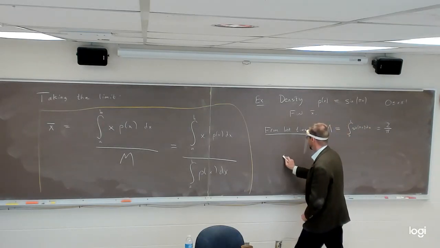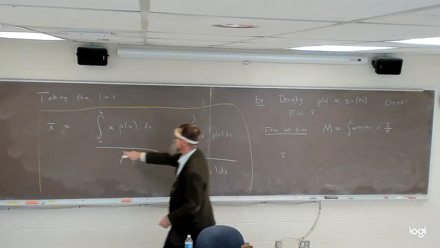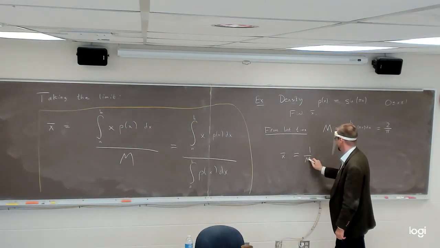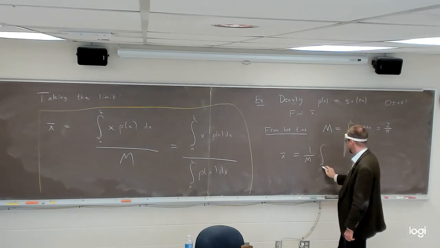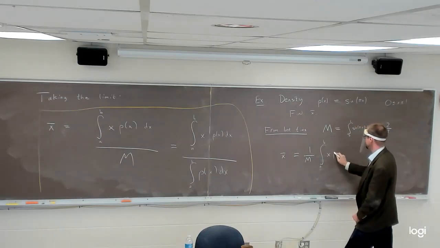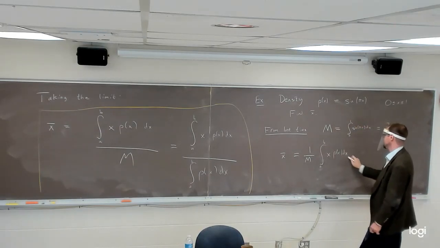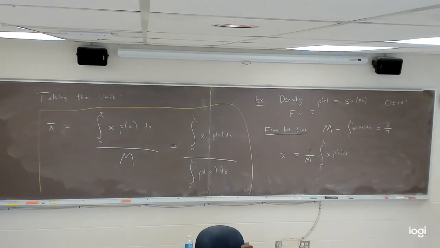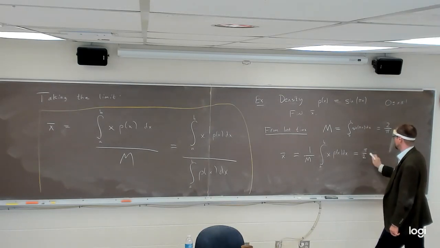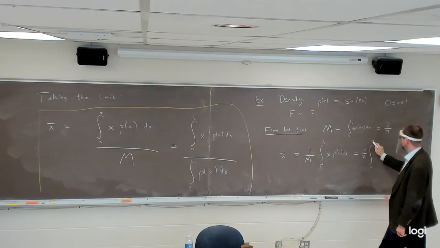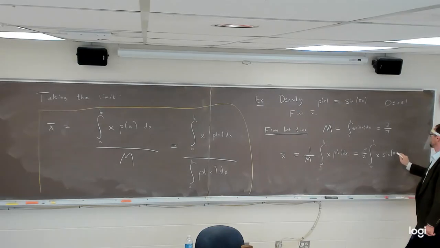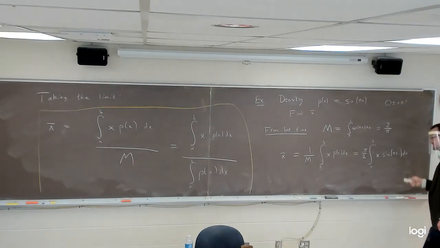So x bar, I'm going to pull this 1 over m out front of the integral. X bar is 1 over m integral from a to b of x rho of x dx. That's my center of mass formula. So 1 over m is going to be pi over 2. And then I'm going to integrate from 0 to 1 x times the sine of pi x dx.